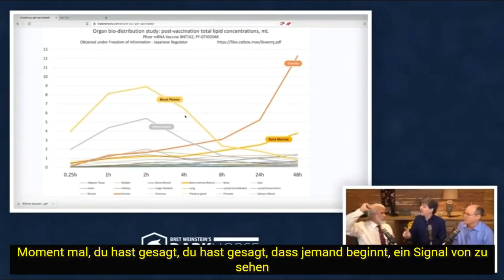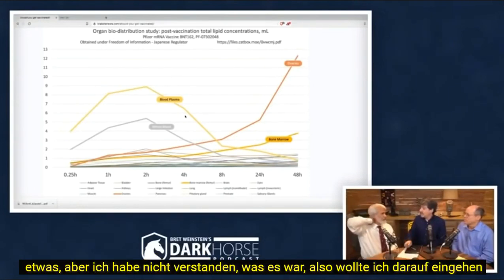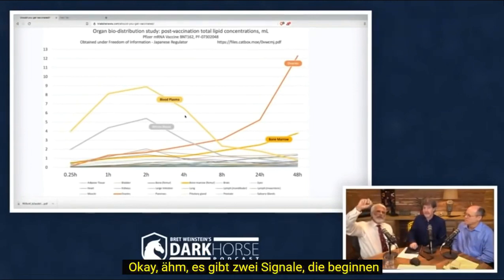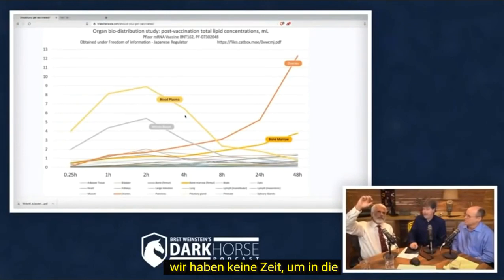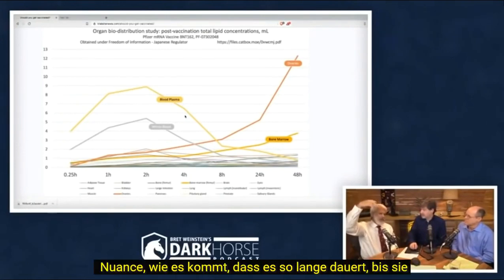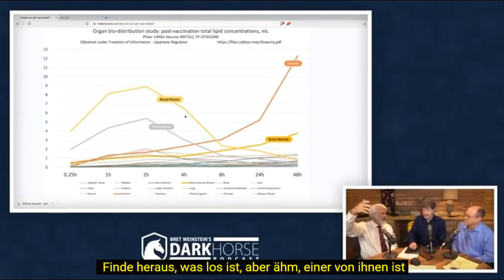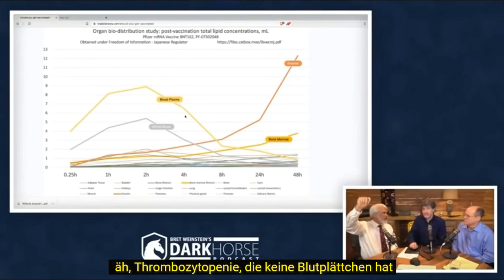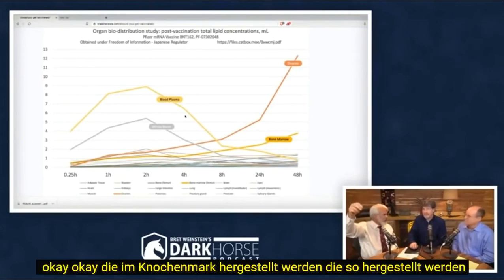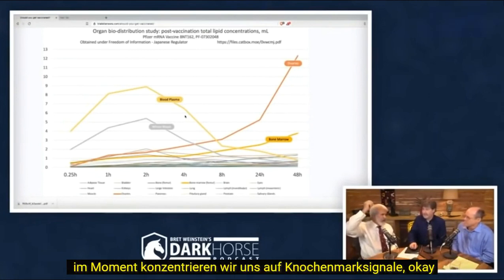You said somebody is beginning to see a signal of something, but I didn't get what it was. Yeah, I was going to get into that. There are two signals that are starting to appear, and we don't have time to go into the nuance of how come it takes so long for them to figure out what's going on. But one of them is thrombocytopenia. That's not having the platelets, which are manufactured in the bone marrow. So right now we're focusing on bone marrow signals.